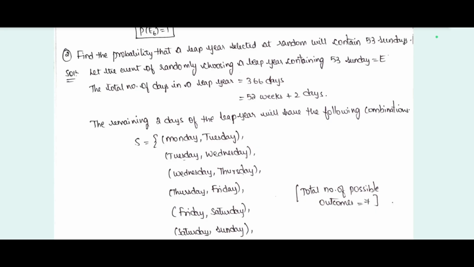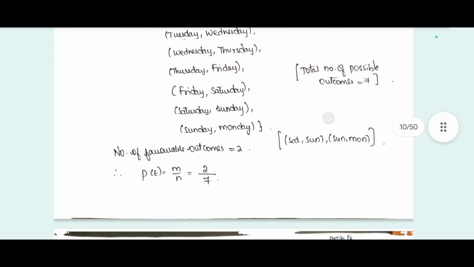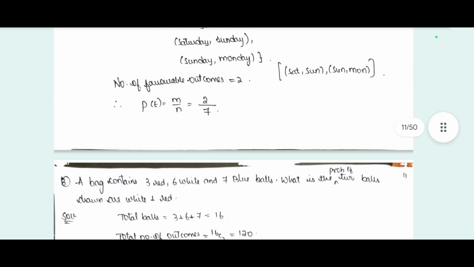So how many Sundays are in those 2 extra days? Monday, Tuesday, Wednesday, Thursday, Friday, Saturday, Sunday, and Sunday, Monday. There are only 2 possible cases. 2 divided by 7 is our answer. This is how probability and its calculation work.